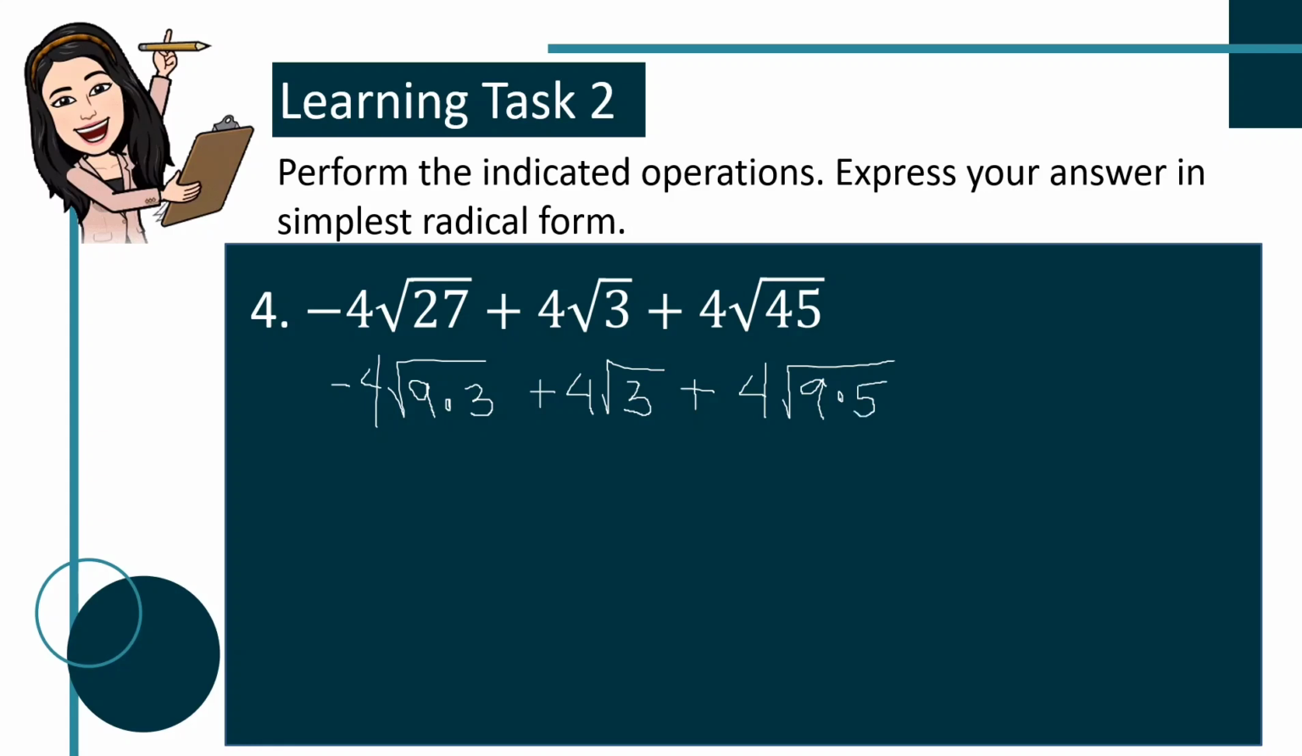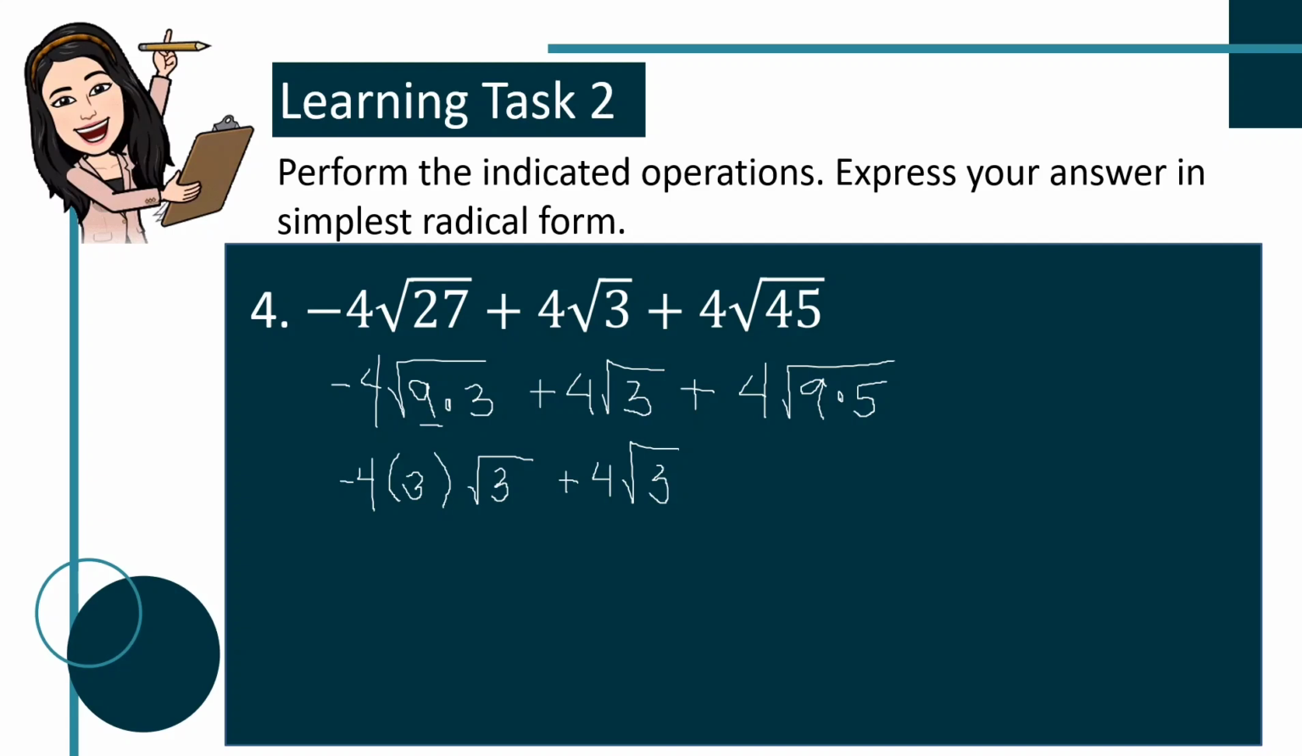In this case, we can now extract the root of the perfect squares. Which one is the perfect square? What is the square root of 9? The square root of 9 is equal to 3. So, we multiply it, or we can take it out, and multiply it to our coefficient negative 4. What is left inside the radical is the one that is not a perfect square, which is square root of 3. We are going to copy the second term since it is already simplified. So, we have 4 square root of 3.